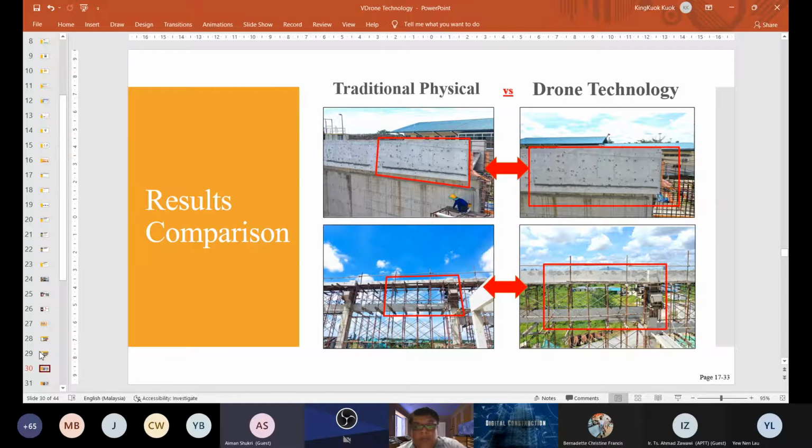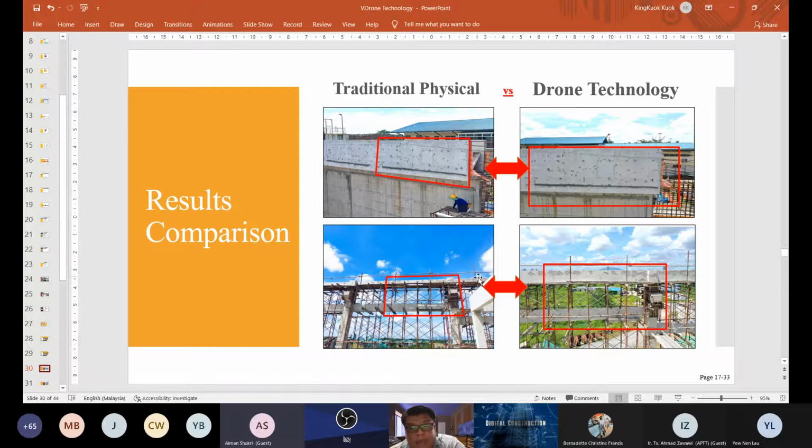So, result comparison. For traditional physical monitoring, if there are defects on the beam that we have constructed, we can only climb to a particular height and try to capture the picture at a specific angle. We cannot go near and capture the picture because we need to climb. However, if you use drone technology, the drone can fly as near as possible to the defective beams that we have cast previously, and we can count how many honeycombs there are, and see how serious the defect of this casting is.